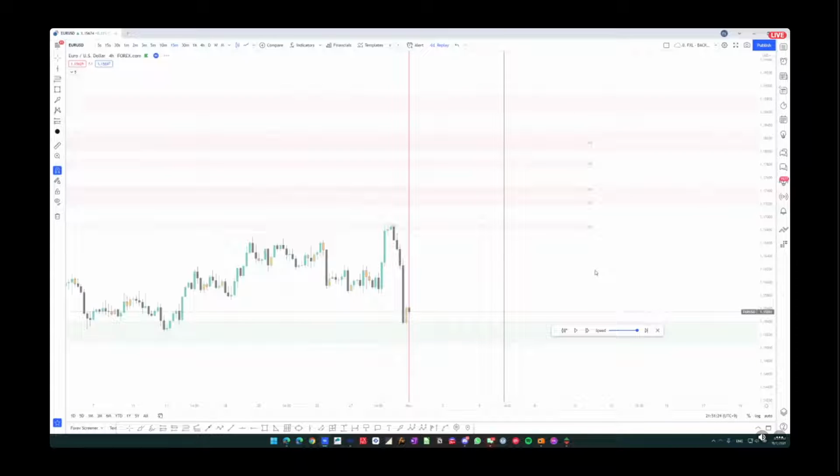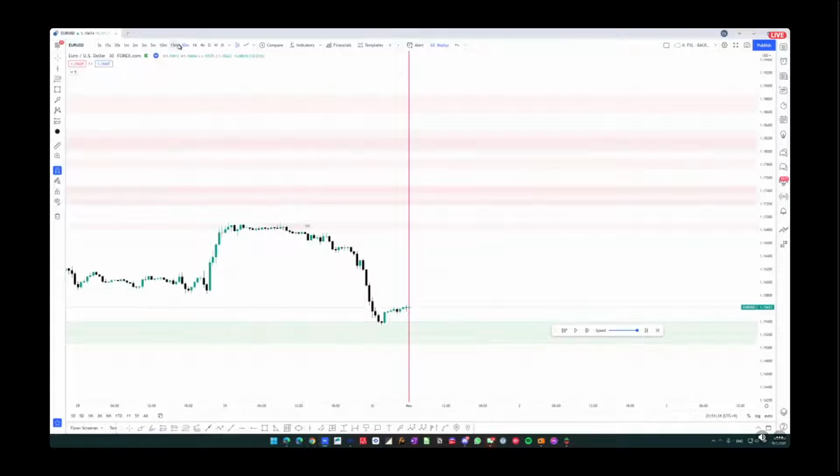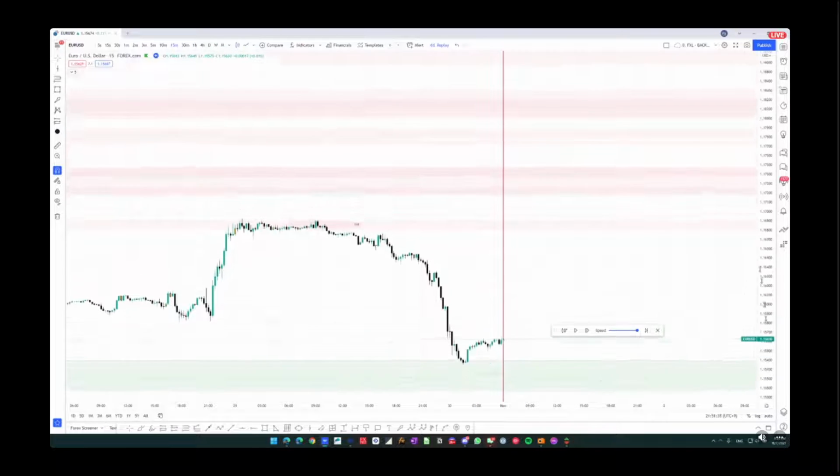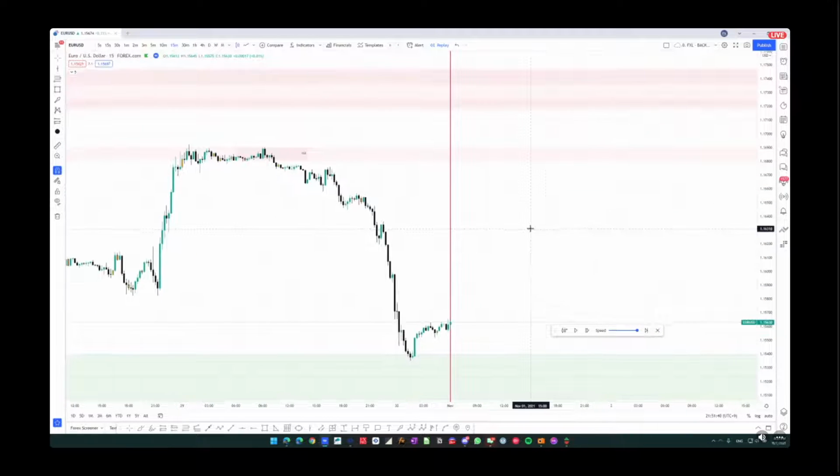Shit, what's wrong with my PC? Oh, that's weird.